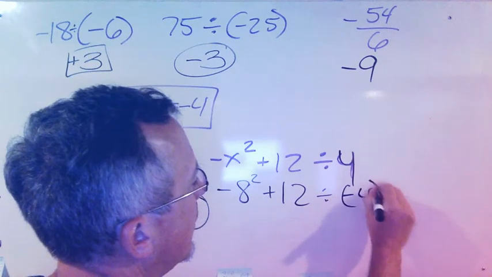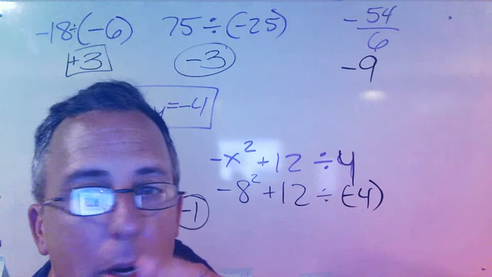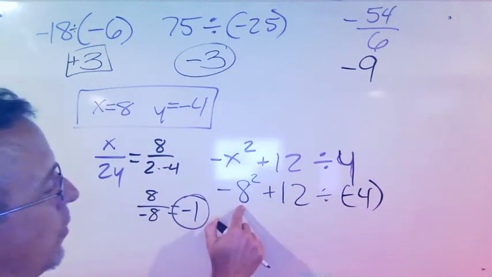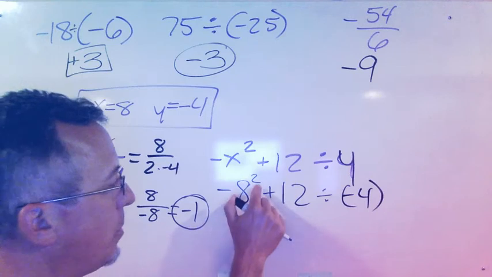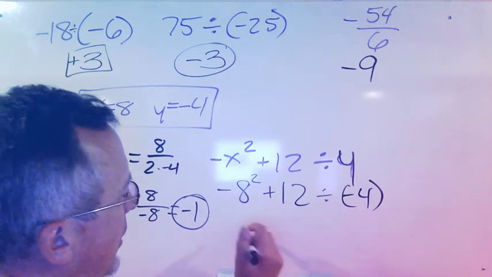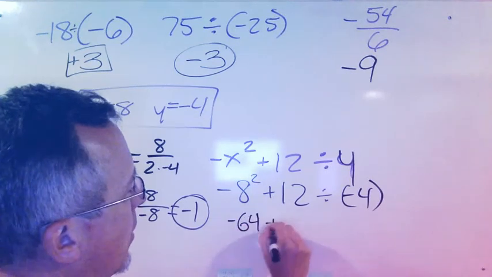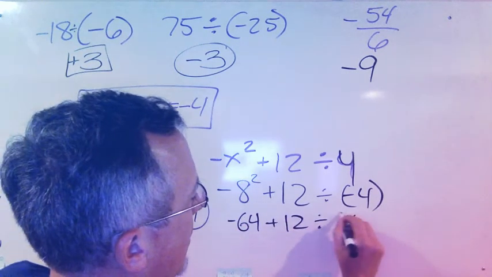All right, we then do order of operation. Very important with this problem. Order of operation. Negative 8 squared. Remember, no parentheses, which means the 2 only affects the whole number. So 8 squared is 64, so this is negative 64 plus 12 divided by negative 4.